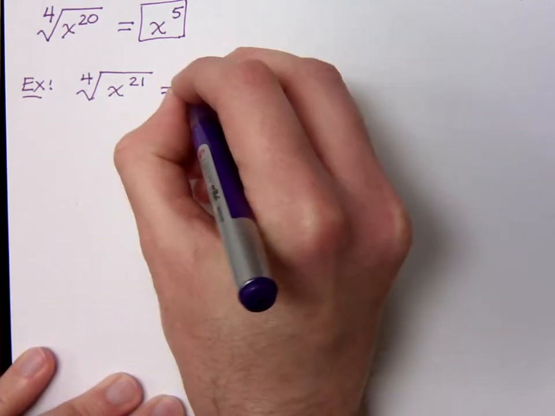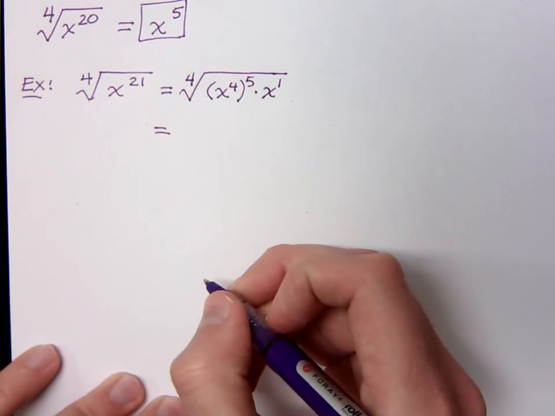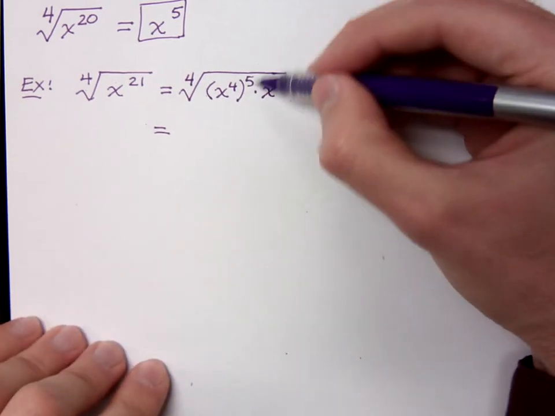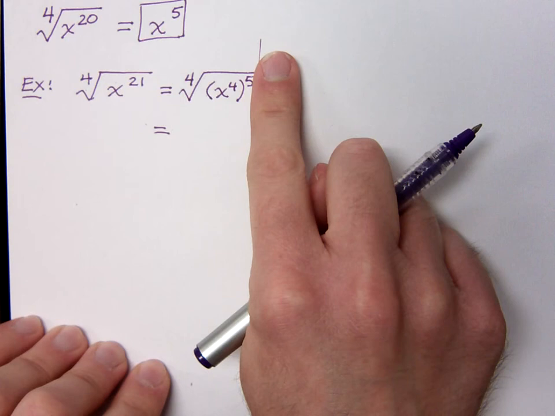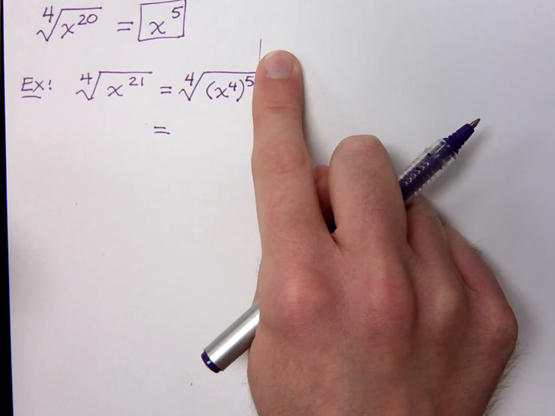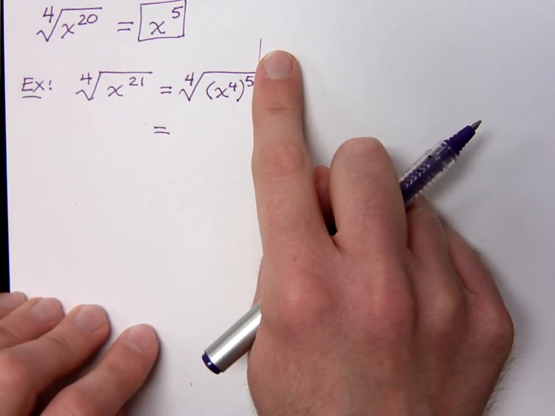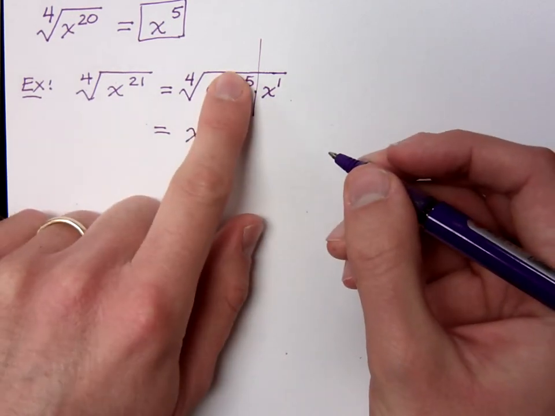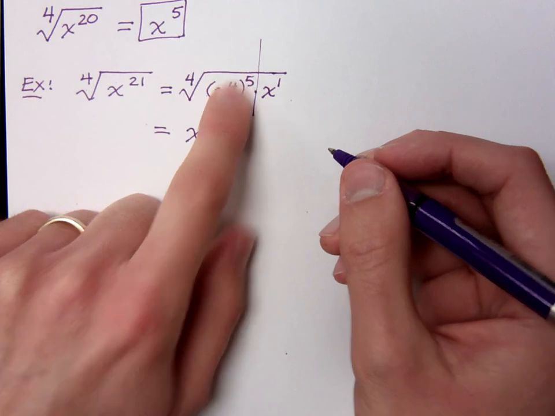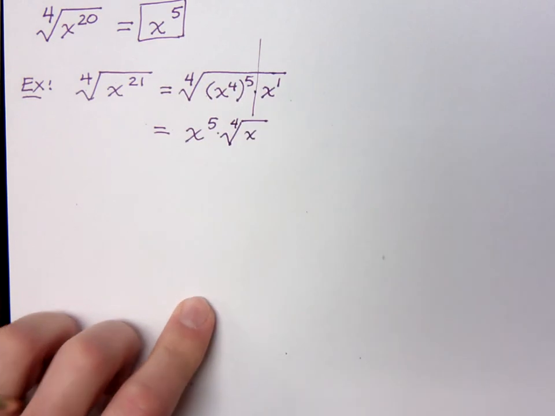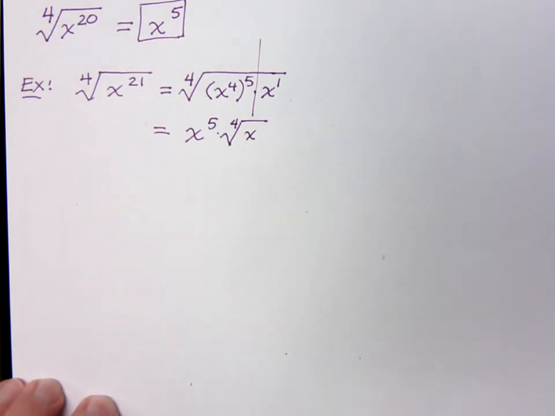Now watch this. If I look at it like this, the fourth root and the fourth power are going to cancel each other out, right? So you'd be left with x to the what power? We would have x to the 5th, but then what about this guy? The fourth root of x, can I do anything with him? No. So he stays right here, like that.